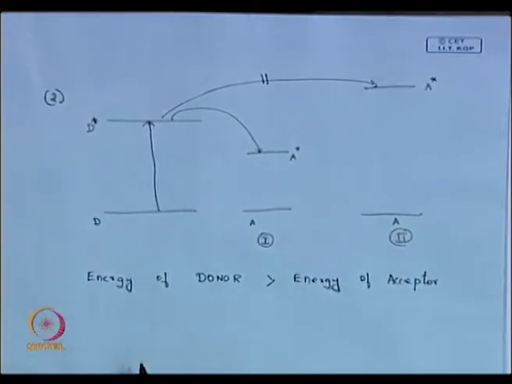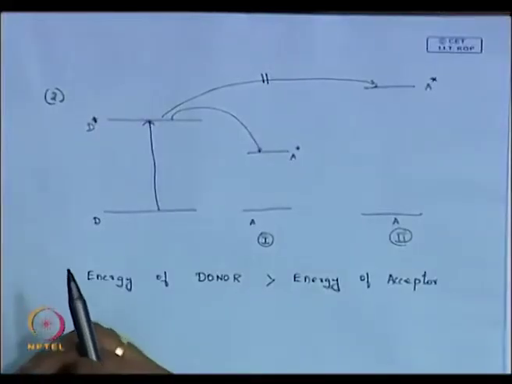So, these are the two important criteria for energy transfer reactions to happen. One, your energy transfer rate should be greater than your diffusion. Second, the energy of your donor should be greater than the energy of your acceptor. If these two conditions are satisfied, most of the time you can see energy transferred from your donor molecule to the acceptor molecule. Clear?